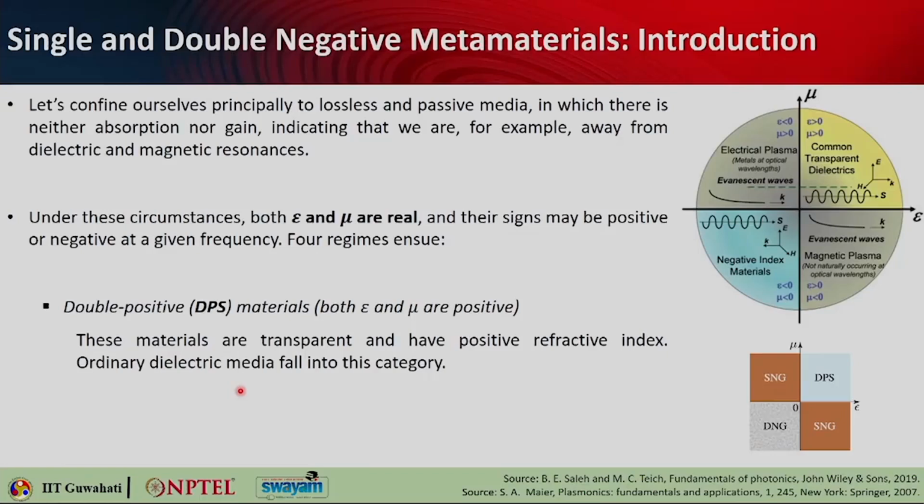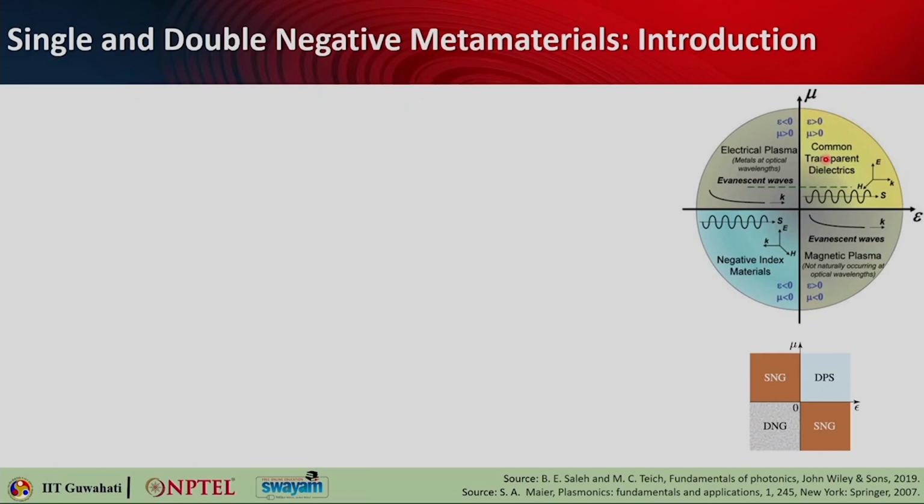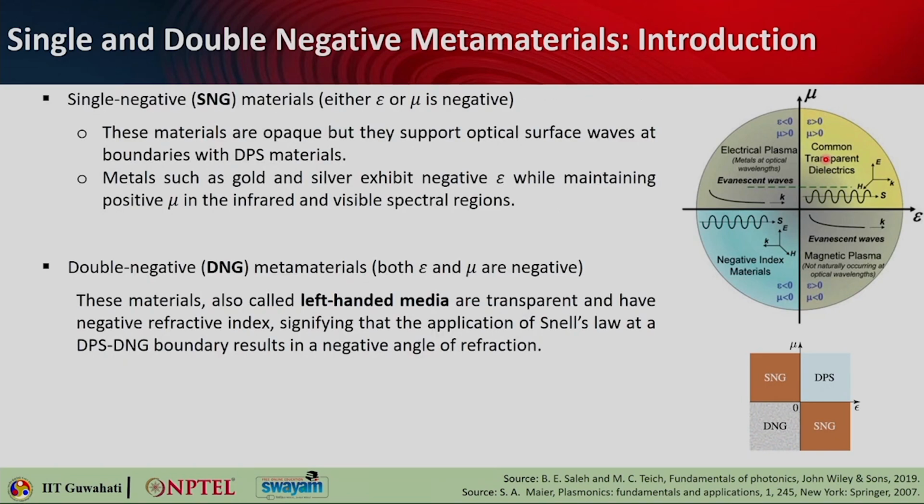So in this case, these kinds of materials are basically transparent, and they have positive refractive index. Ordinary dielectric media, all the common dielectrics you see, fall under this particular category of double positive materials. Then the next category belongs to single negative materials, where either epsilon or mu is negative.